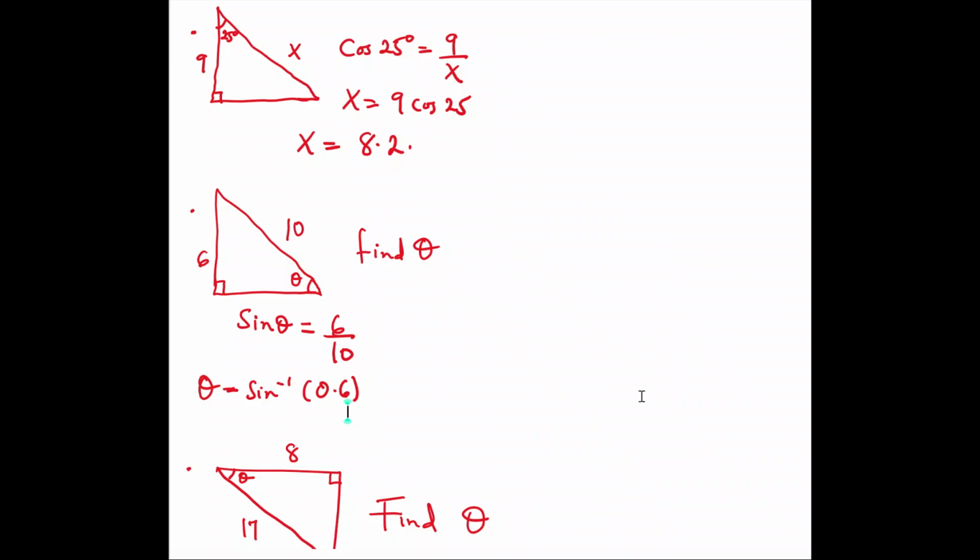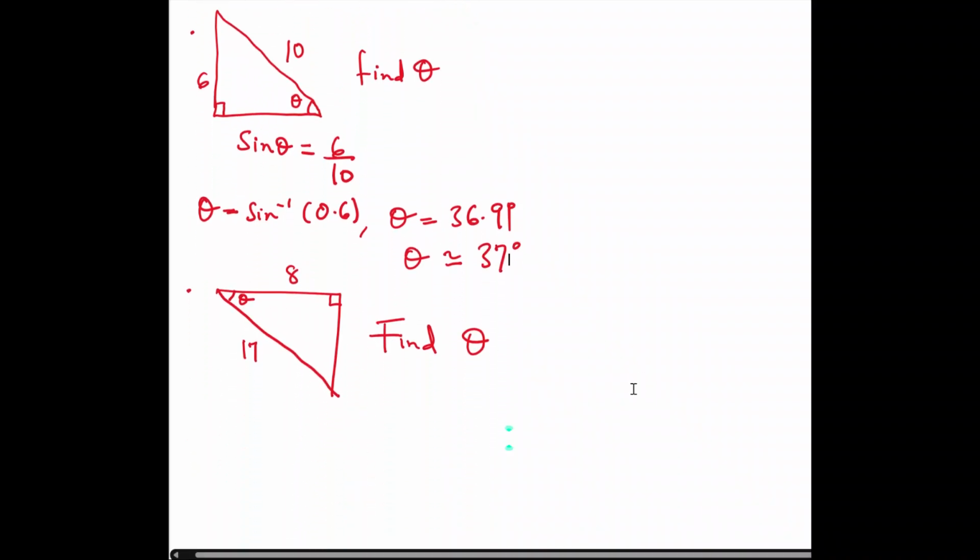So for those students who are not familiar with finding the arc sine of terms like this, when you want to find the arc sine of 0.6, you press on your calculator, you press shift and then sine, and then you put 0.6. So in that case you get theta should be equal to 36.9 degrees. Okay, so that's theta. So approximately, theta is approximately 37 degrees.